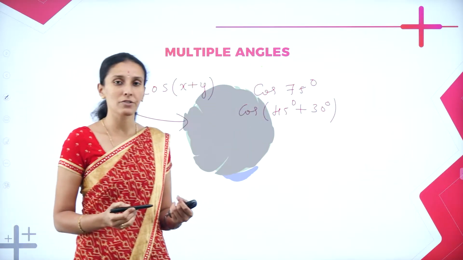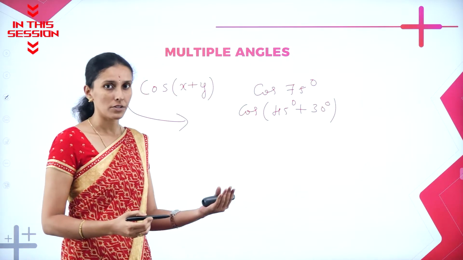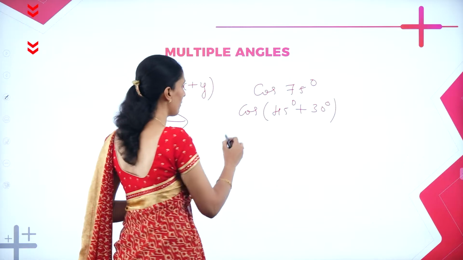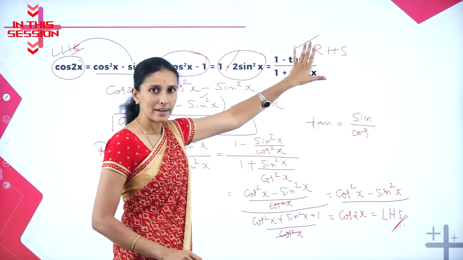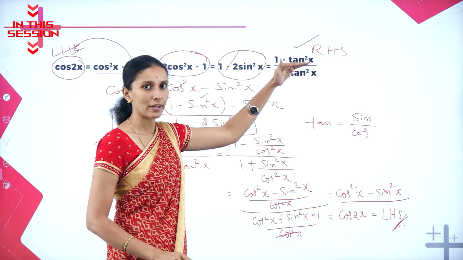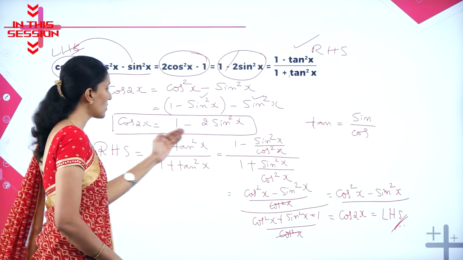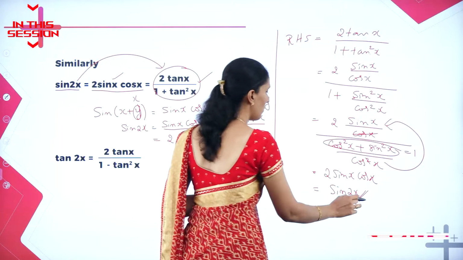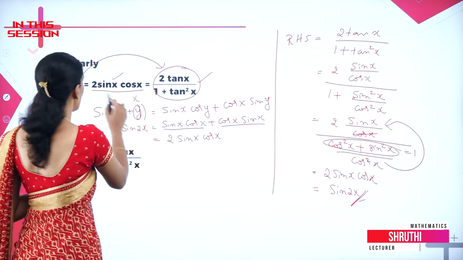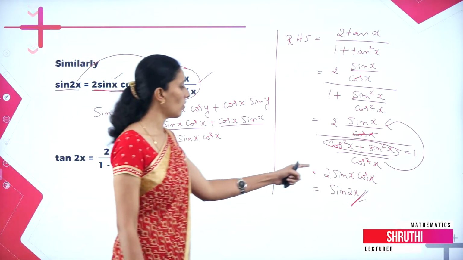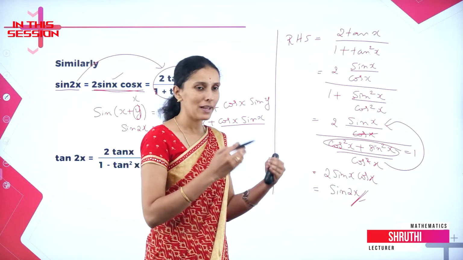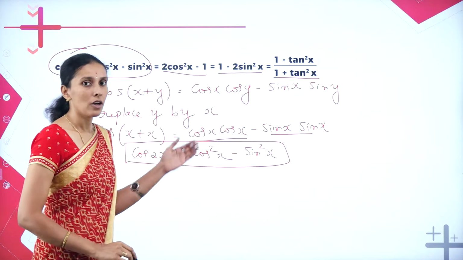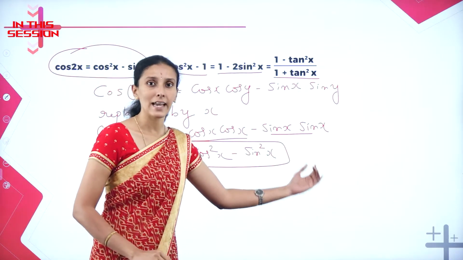What is cos x plus y formula? Cos x cos y minus sin x sin y. If you take the right hand side of 1 minus tan square x by 1 plus tan square x, on solving this, you will get back the cos 2x. What is the formula for sin 2x? It is 2 sin x cos x. So if you got 2 sin x cos x, replace with sin 2x. So cos 2x is nothing but cos square x minus sin square x.